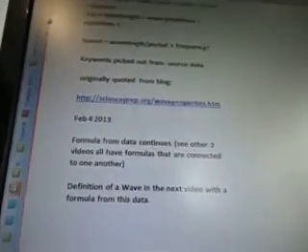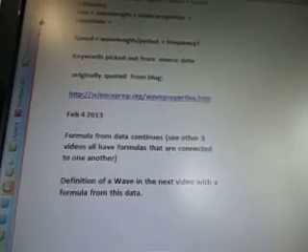Keywords picked out from the source data, originally quoted from the blog scienceprep.org. February 4th, formula from the data continues. See other 3 videos. All have formulas that are connected to one another. Definition of a wave in the next video with a formula from this data.